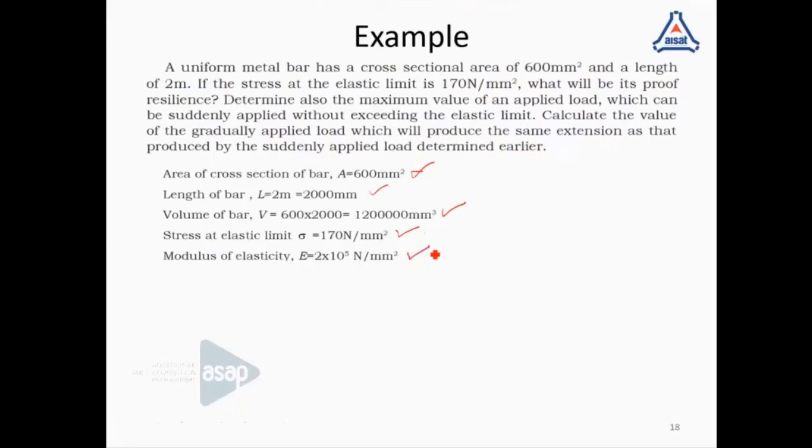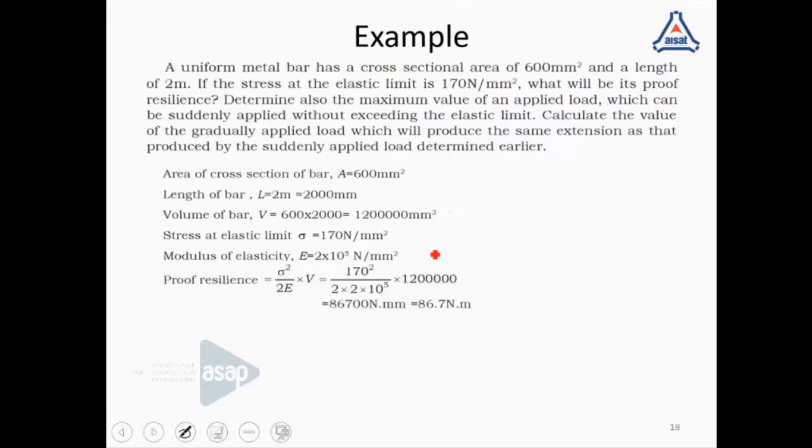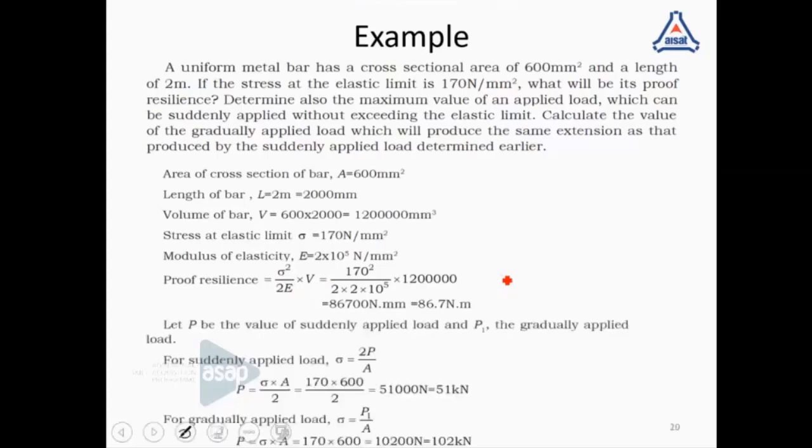And using this, we can determine the proof resilience, sigma square by 2E into the volume. That is one part of it. And if the suddenly applied load is P, P is the value of the suddenly applied load and P1 the gradually applied load. For a suddenly applied load, we know sigma is equal to 2P by A.